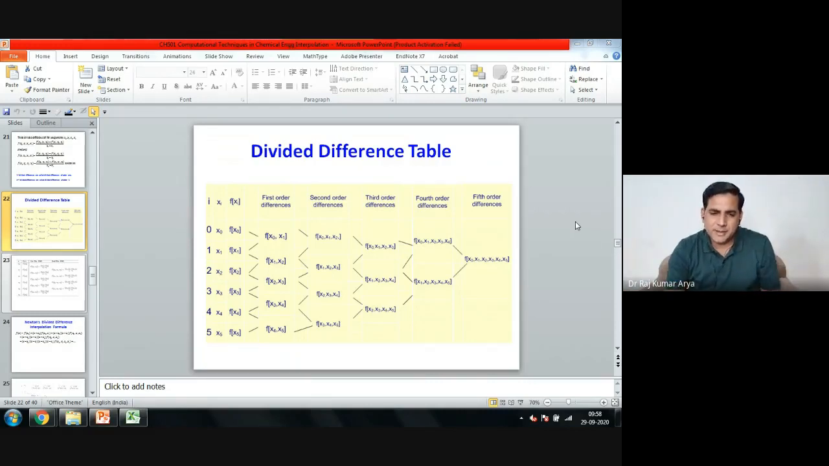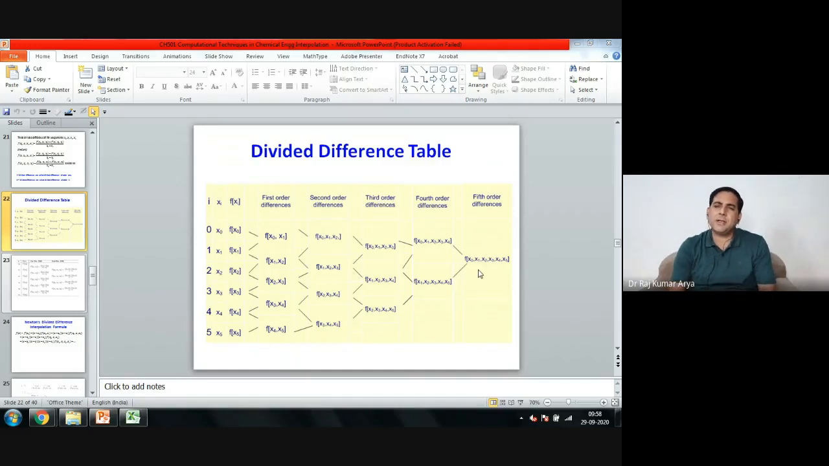So here also you can calculate the differences. Based on the first two data points, the difference would be this minus that, divided by x1 minus x0 only. So you have calculated the first difference, second difference, third difference, and fourth. Then the second order, then third order, then fourth order, then fifth order.